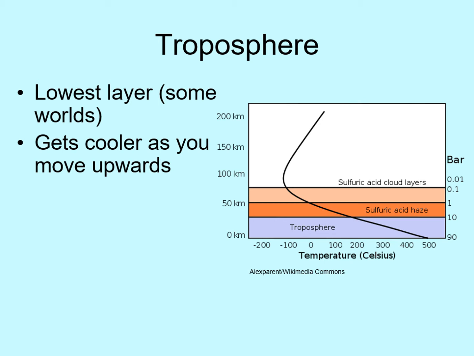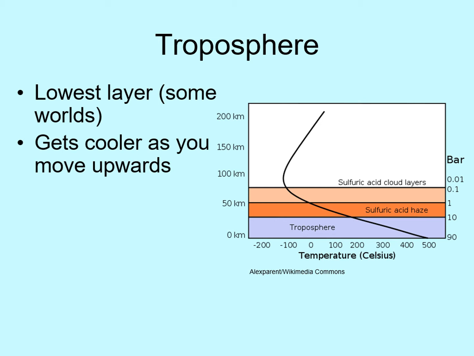The bottom half of the diagram, everything below about 100 kilometers, is troposphere. As you can see on Venus, the surface temperature is very high, around 500 Celsius or over 700 Kelvin. But as you move upward, the temperature drops off until it's around minus 100 Celsius or less than 200 Kelvin at the top of the troposphere.